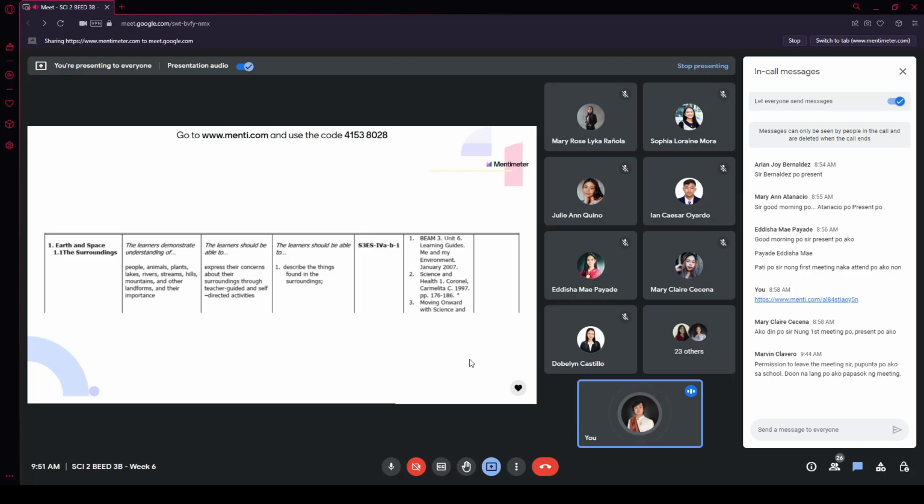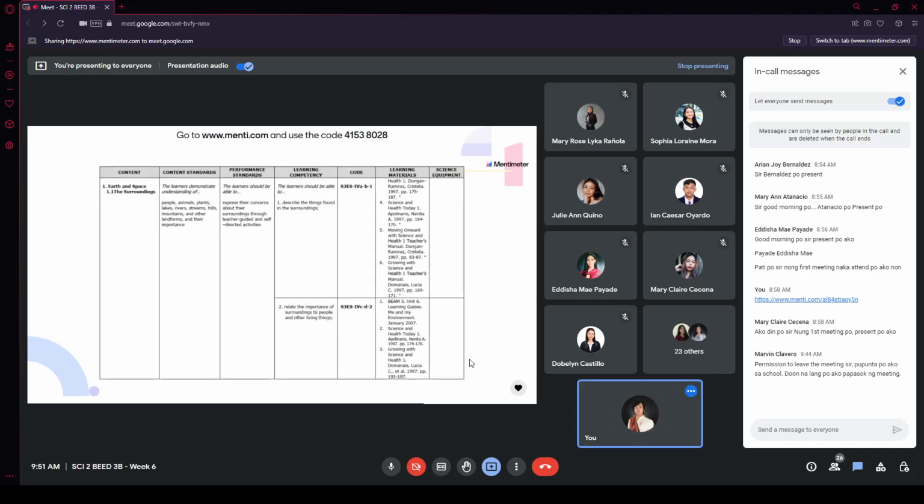What about for Earth and Space Science? So first topic would be the surroundings. So learners demonstrate understanding of people, animals, plants, lakes, rivers, streams, hills, mountains, and other landforms and their importance. So the learner should be able to express their concerns about their surroundings through teacher-guided and self-directed activities. So number 1, describe the things found in the surroundings. Okay, so that's the entire thing.